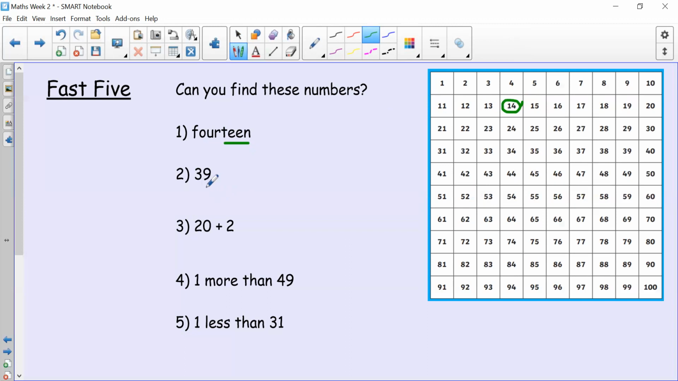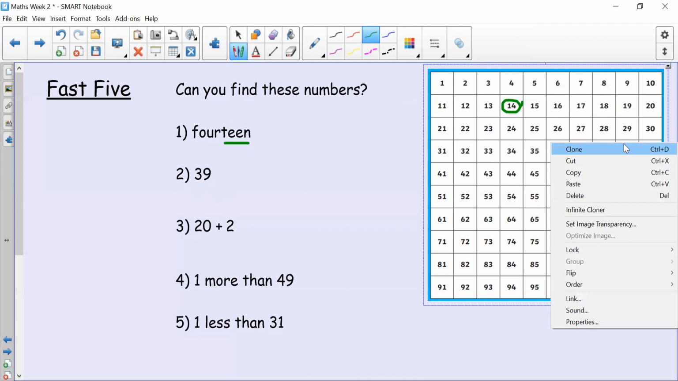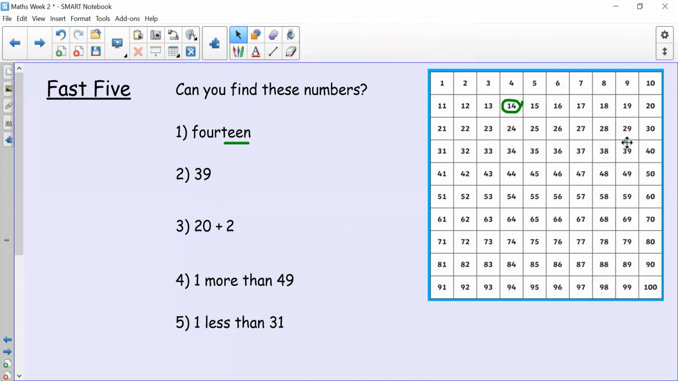Right, and number two, what does this number say? 3 tens and 9 ones is 39. So look on the 100 square for the row that has the 30s. And there is 39. Did you find it?